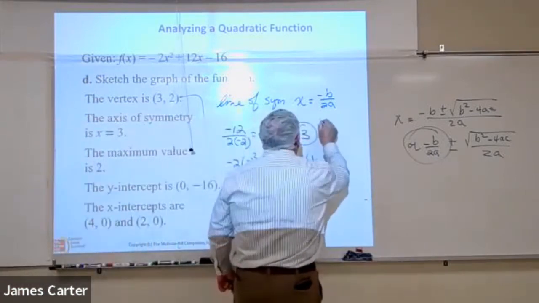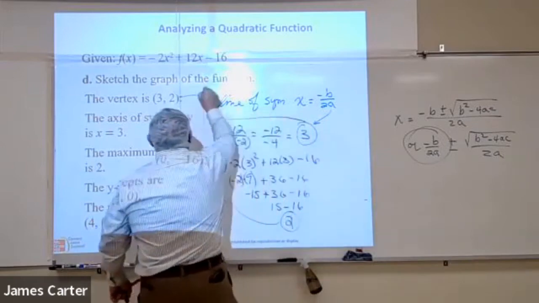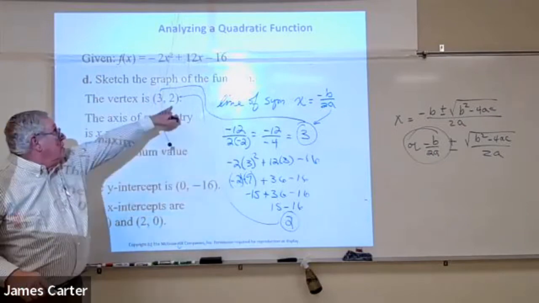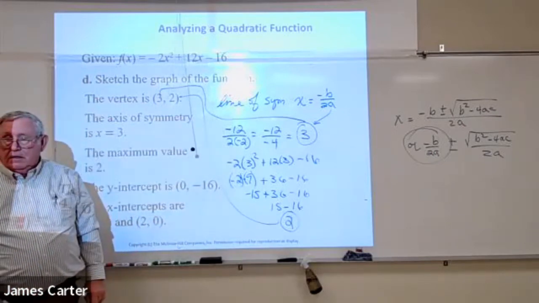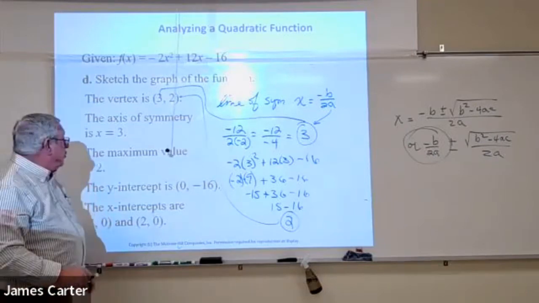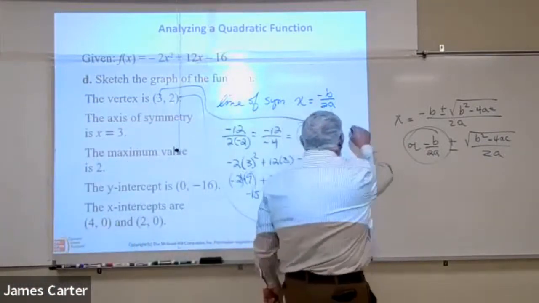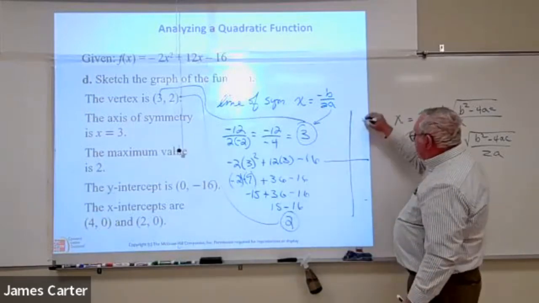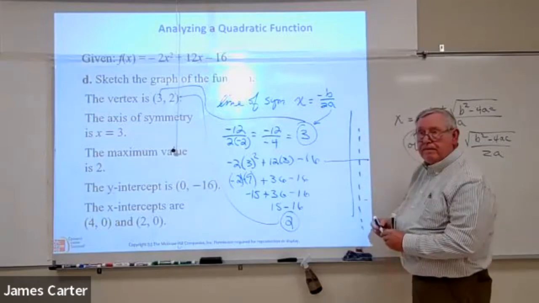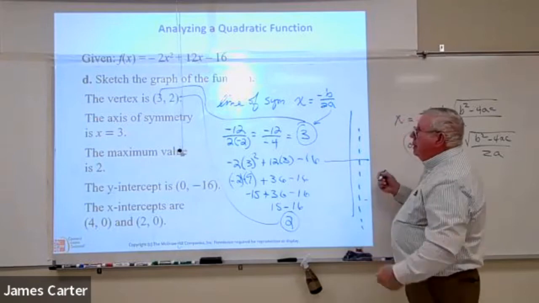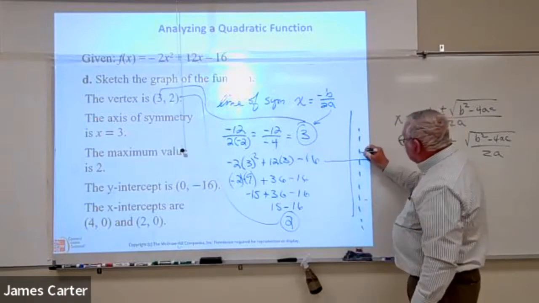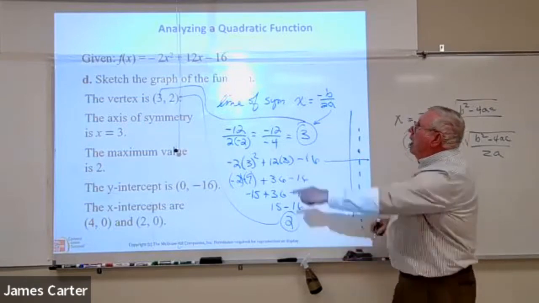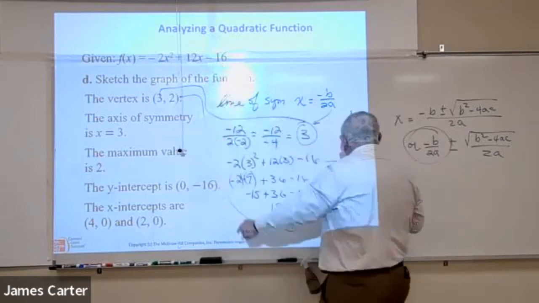This, from there, gives me that. Substitute that value in to get this. Okay? So if we get ready to graph this thing, my line of symmetry is 3. My vertex is 3, 2. Somewhere like right there. My y-intercept is negative 16.